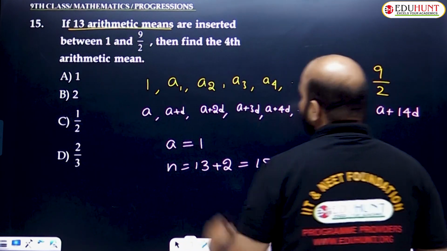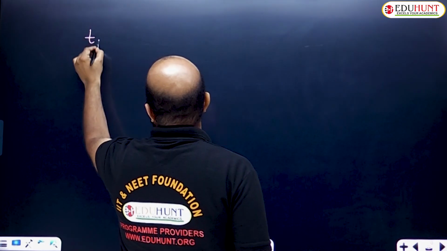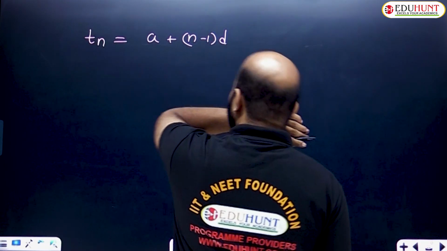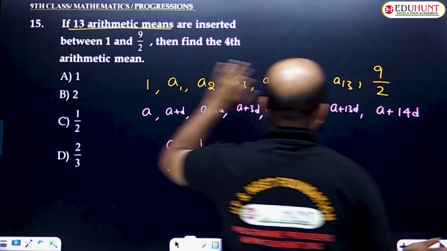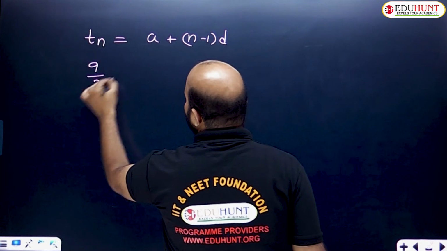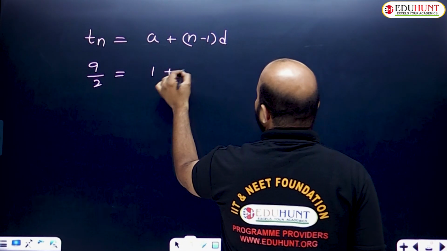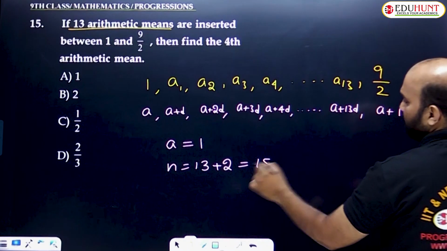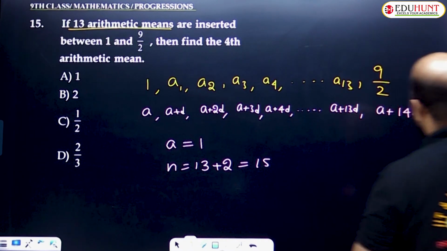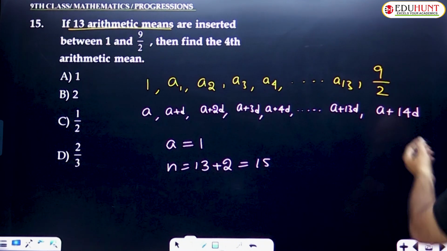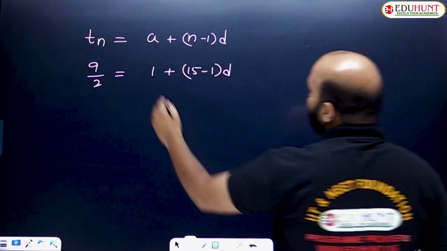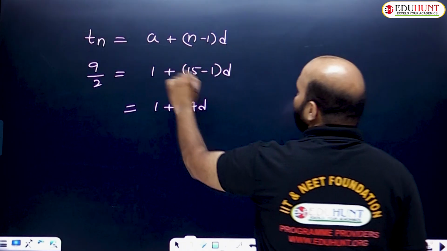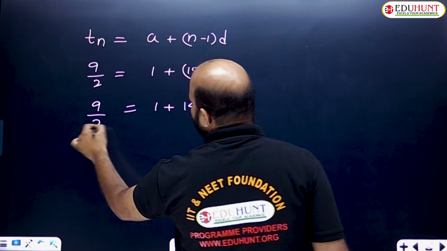According to the formula, AN or Tn equals A plus n minus 1 into D. This is the formula. We know that Tn is nothing but the last term, 9 by 2. So 9 by 2 equals A, the first term 1, plus n, which we already got as 15, minus 1, into D. So directly you can write A plus 14D. So 9 by 2 equals 1 plus 14D.